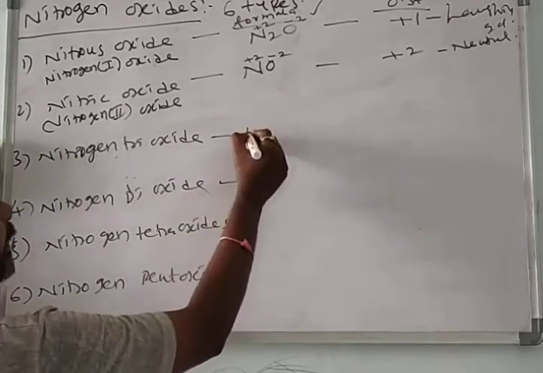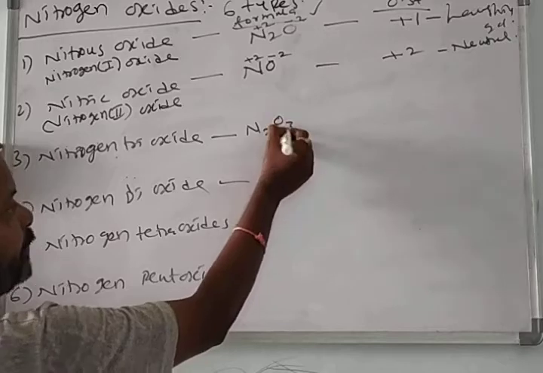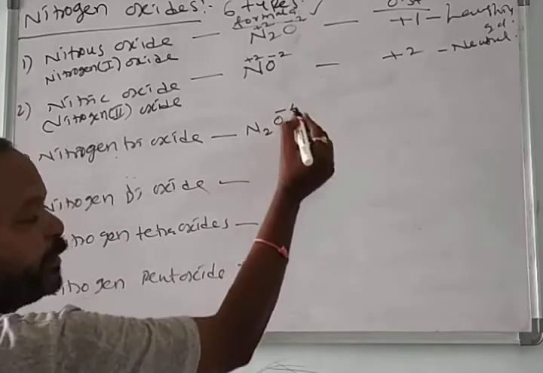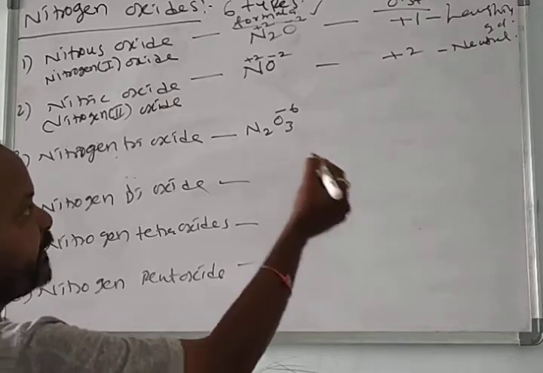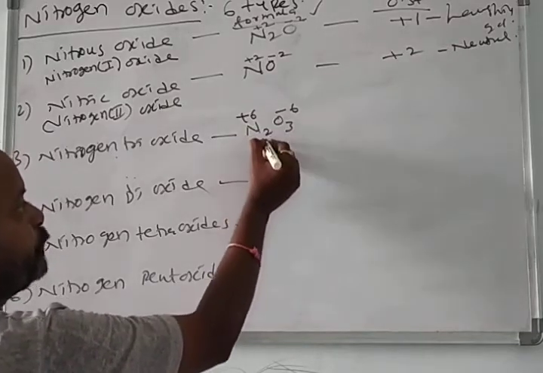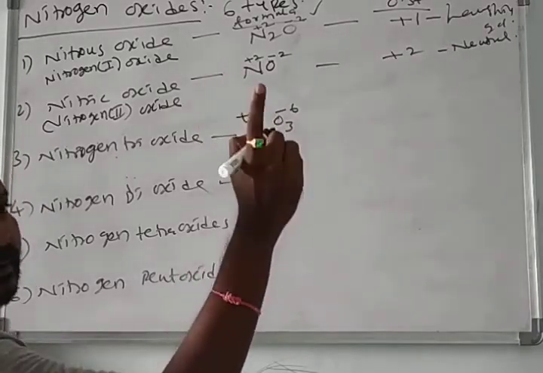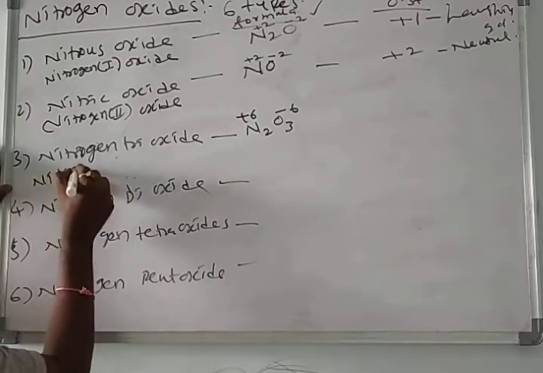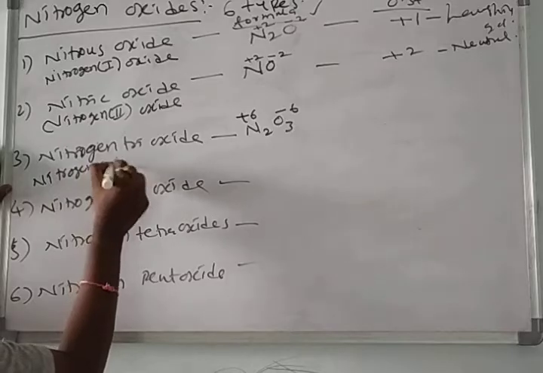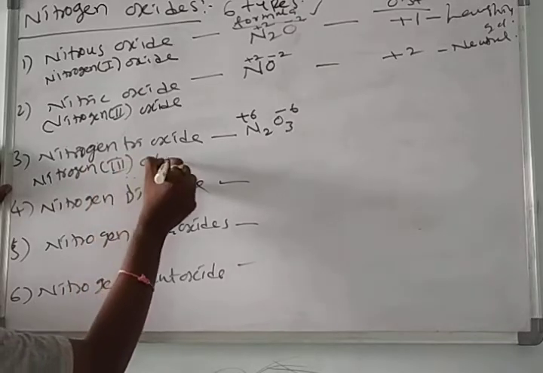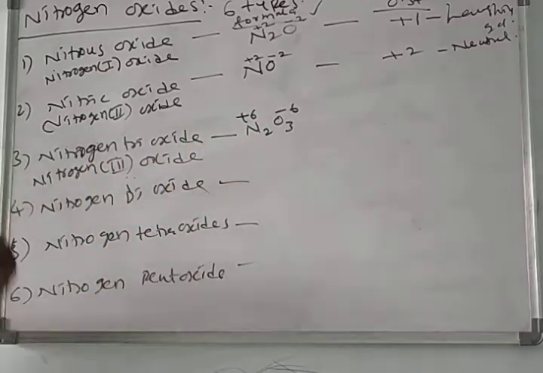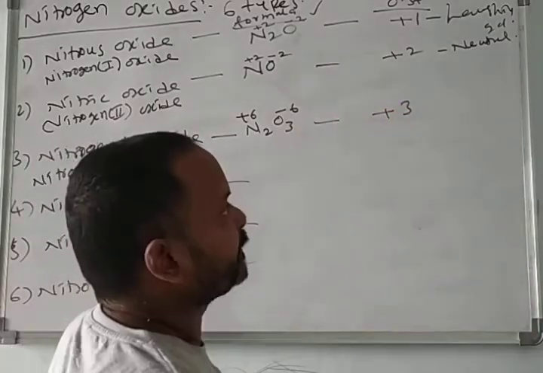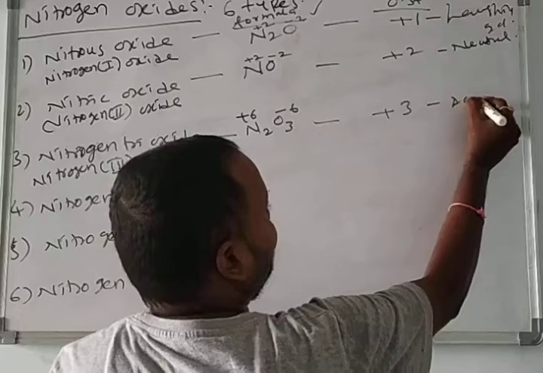Nitrogen trioxide, the formula of nitrogen trioxide is N2O3. Here minus 2 into 3 is minus 6, here plus 6. 2 nitrogen plus 6 means 1 nitrogen plus 3. This is also called nitrogen 3 oxide. The oxidation state of nitrogen here is plus 3 and it is an acidic oxide.